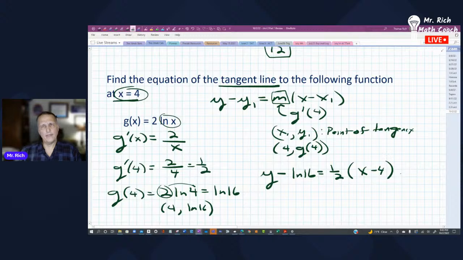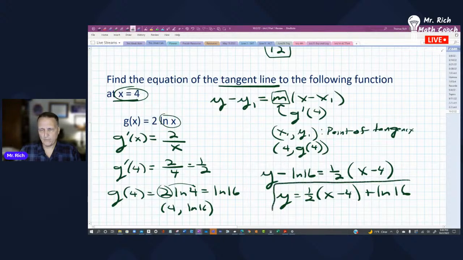And I can leave it like that. I typically tell my students to go ahead and move this negative natural log of 16 to the other side. Do not distribute the 1/2. Leave it just as it is, plus the natural log of 16. And that becomes the equation of the tangent line at x equals 4.